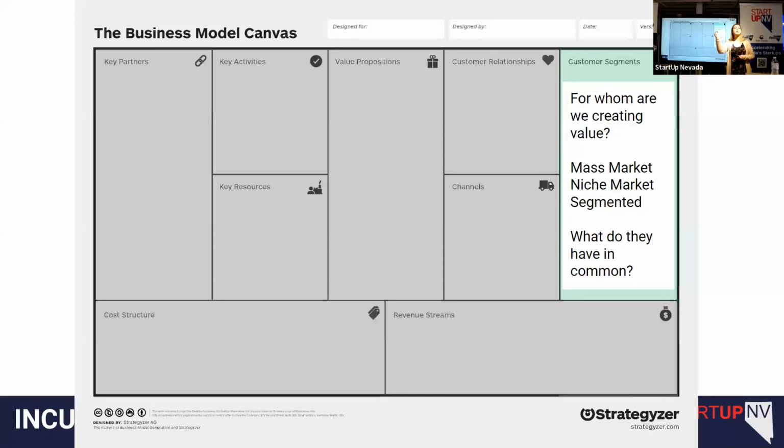So who cares more about this problem than I do? And I mean like the person. Who is that person? Who is that position at that company that really cares about this? That's who you should be putting into this customer segment box. Any additional comments before I move on? I know customer segments is one we're going to come back to.